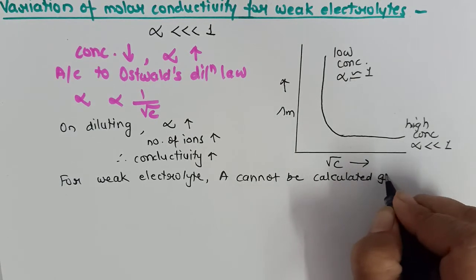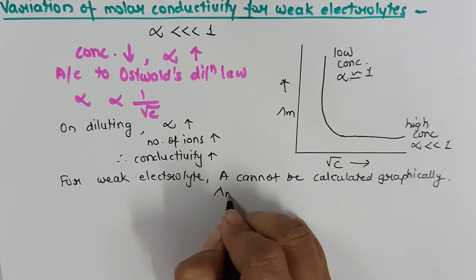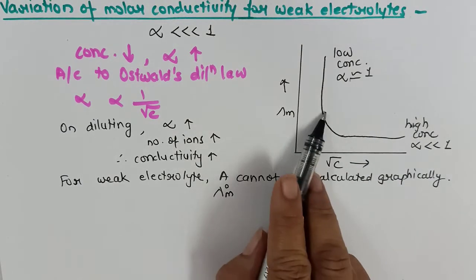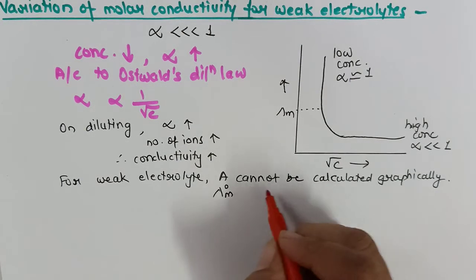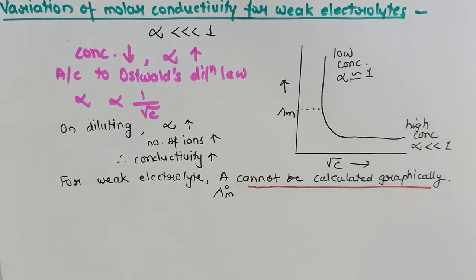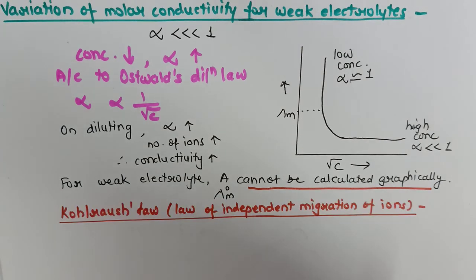Or I will say the limiting molar conductivity cannot be calculated graphically. Why? Because this line will be parallel to the y-axis. Never ever will it touch the y-axis. So approximately I can say this will be A. But still I need the value of limiting molar conductivity, which we cannot calculate graphically, and therefore we have to find some other way to find limiting molar conductivity, or lambda m naught, for weak electrolytes.